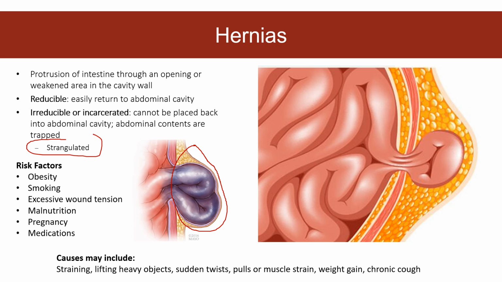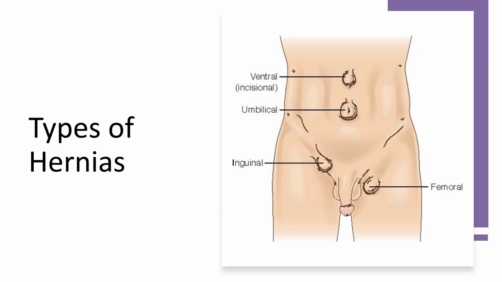So risk factors on getting a hernia include obesity, smoking, excessive wound tension, malnutrition, pregnancy, and medications. So some causes could include straining, lifting heavy objects, muscle strain, weight gain, and even a chronic cough can lead to a hernia. These are the types of hernias based on location. So ventral, umbilical, inguinal, and femoral.